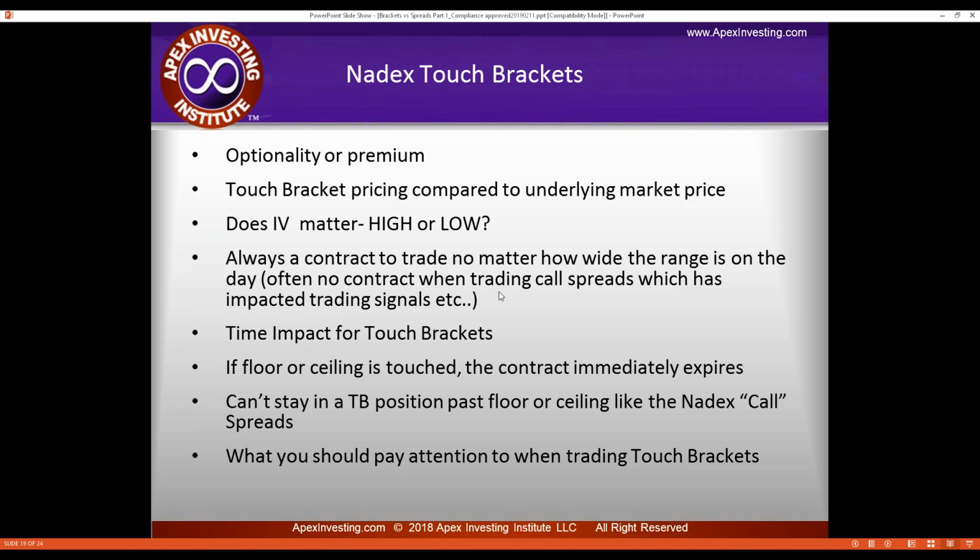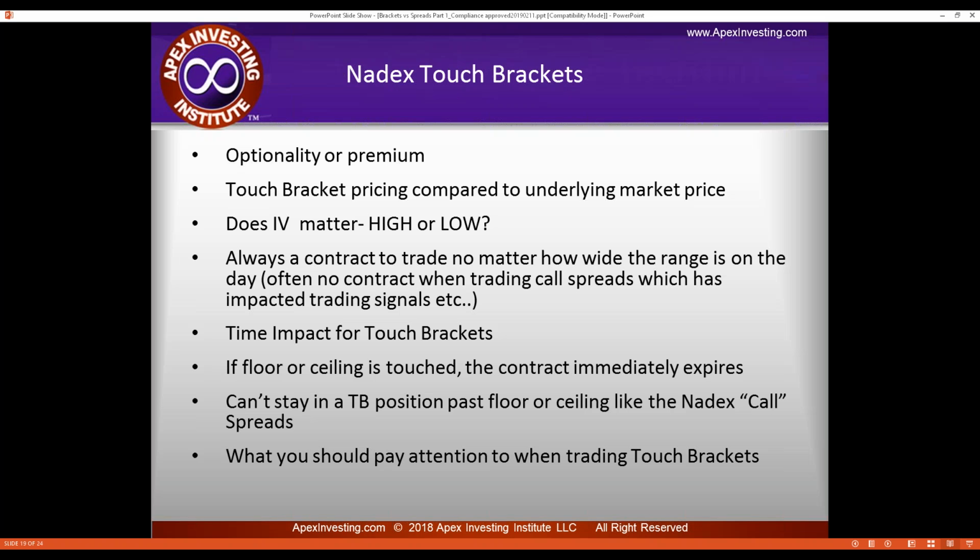So again, on touch brackets though, there's no optionality or premium. The touch bracket pricing is compared to the underlying market. It's going to match very closely to the current underlying market, and the value is going to move very closely to the underlying market. It doesn't matter if it's a high volatility day or a low volatility day. Again, you don't have to worry about the optionality and the premium. And there's always going to be a contract to trade.